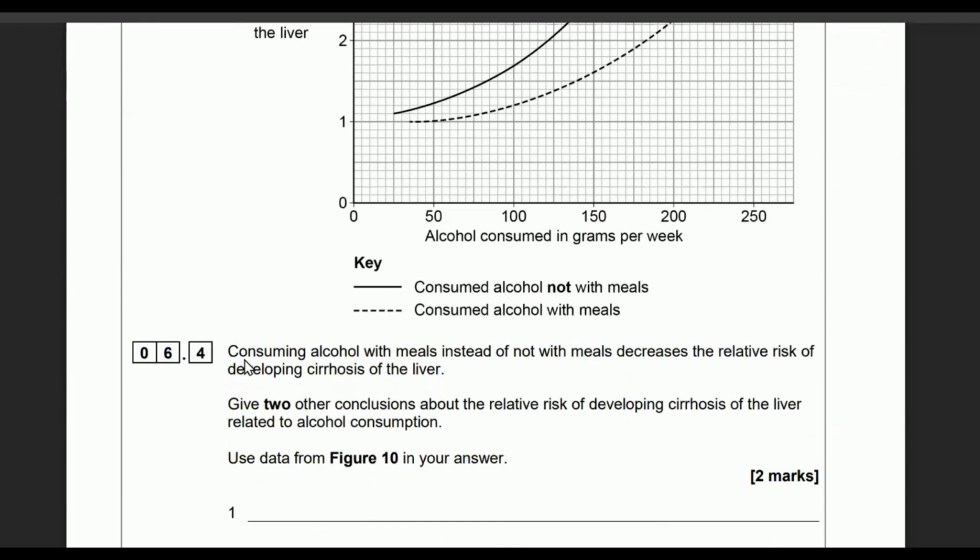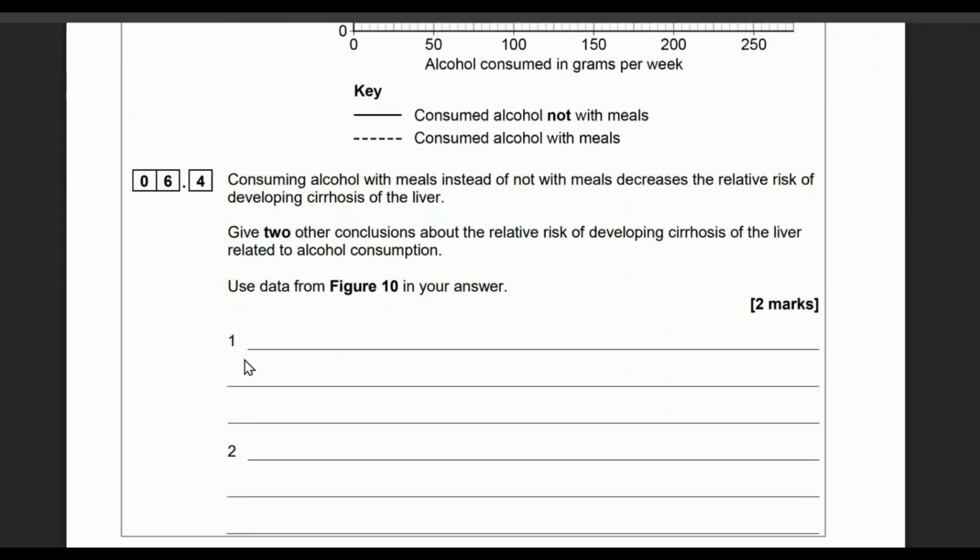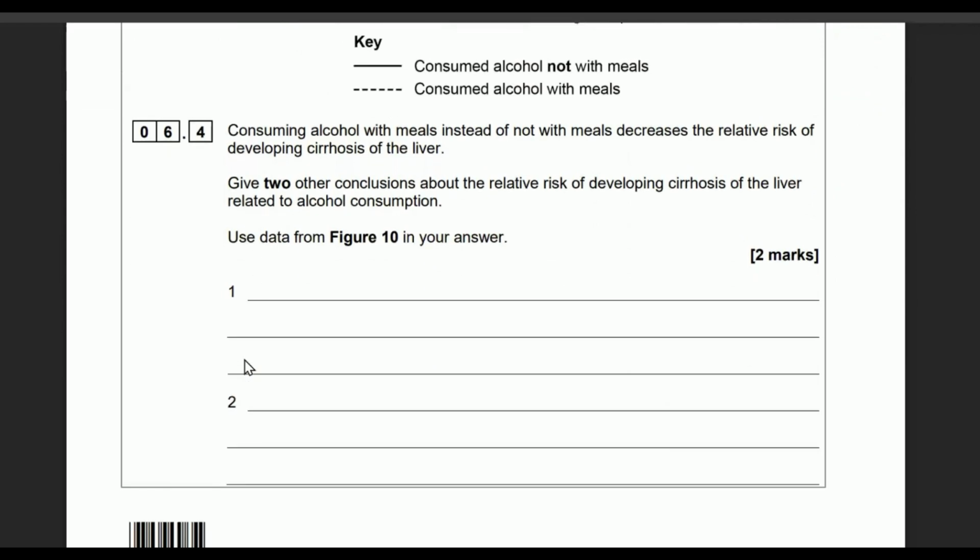Okay, we've had this repeated. Consuming alcohol with meals instead of not with meals decreases the risk of developing cirrhosis. Yeah, we can see that. Give 2 other conclusions about the relative risk of developing cirrhosis of the liver related to alcohol consumption. We have to use data from figure 10 in our answer.